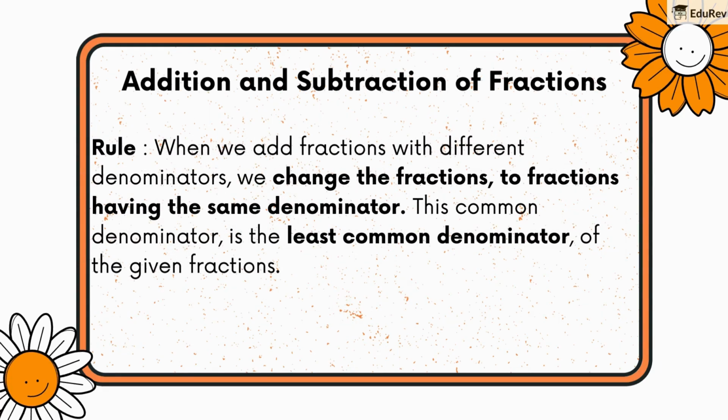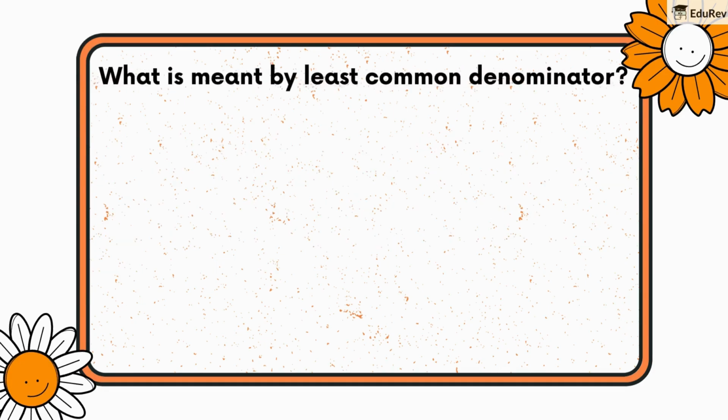Rule: when we add fractions with different denominators, we change the fractions to fractions having the same denominator. This common denominator is the least common denominator of the given fractions. What is meant by least common denominator?